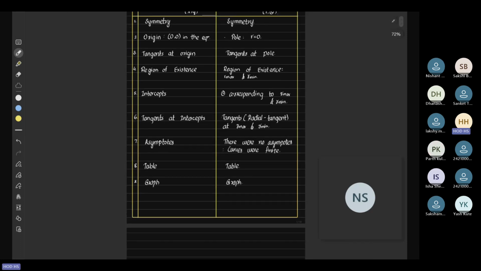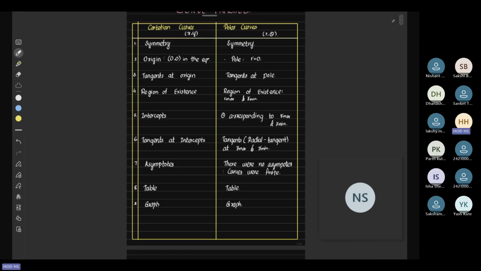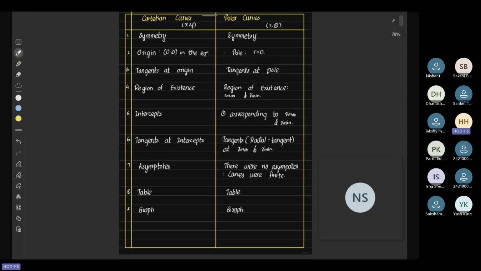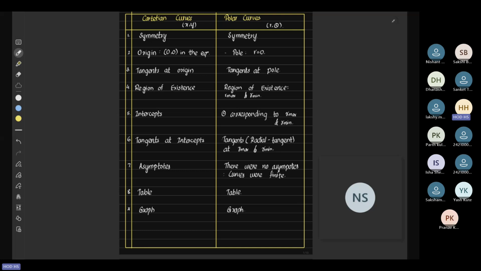So notice that you can see we are doing something similar in both the cases. We are discussing the symmetry, then starting point as origin. If the curve passes through the origin, we calculated the tangent at the origin. Here we calculated if our curve passes through the pole or not. If it is passing through the pole, what are the tangents at the pole? Region of existence in both the cases.